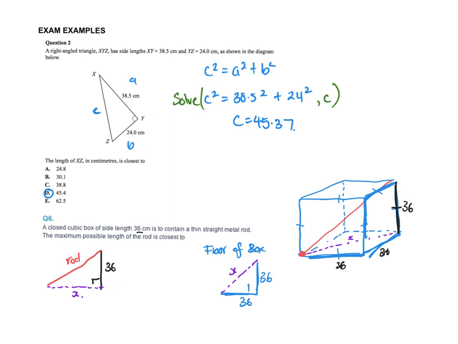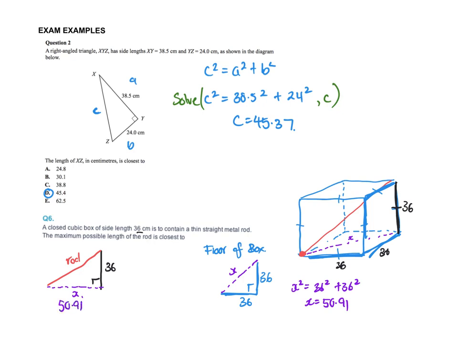So I can use Pythagoras twice. First, I'll find what X is. I'll go X squared equals 36 squared plus 36 squared, and you can do solve in your calculator, and we get that to be, say, 50.91.